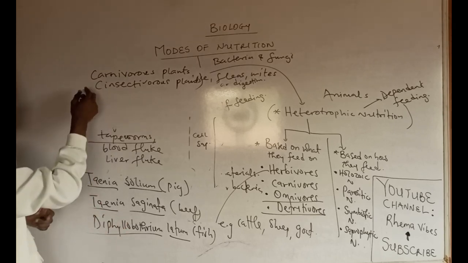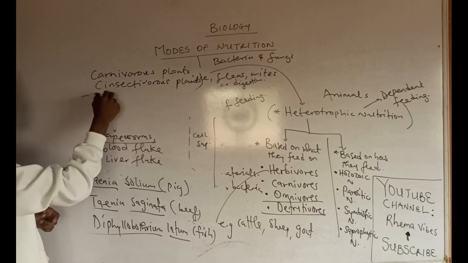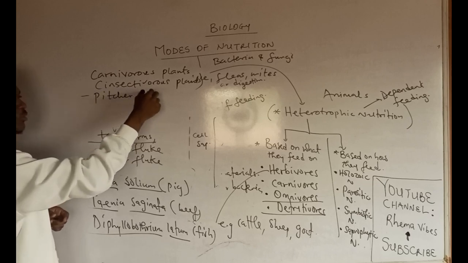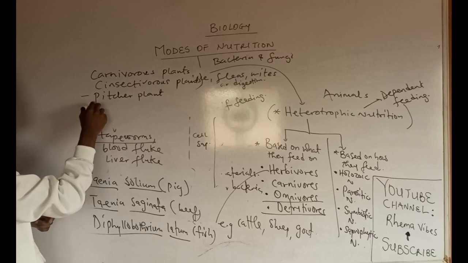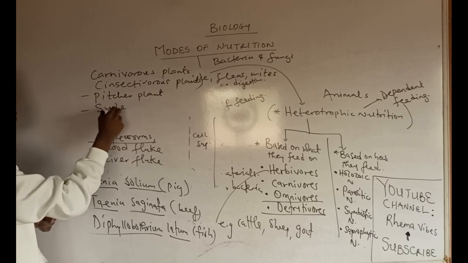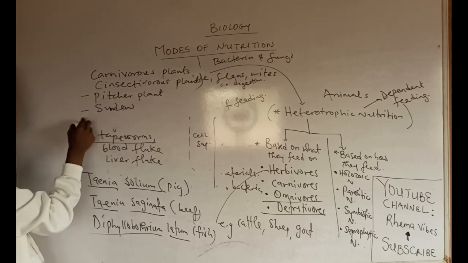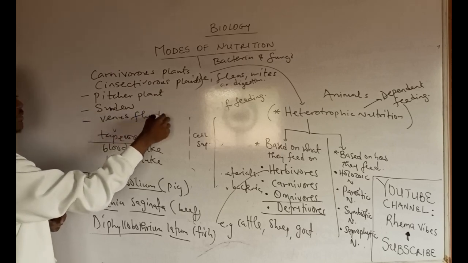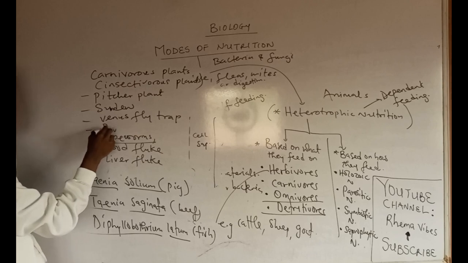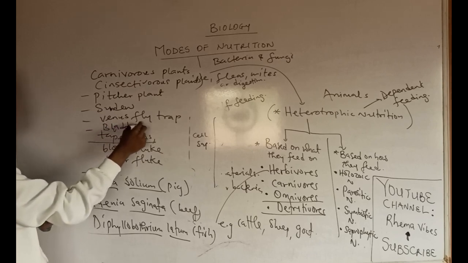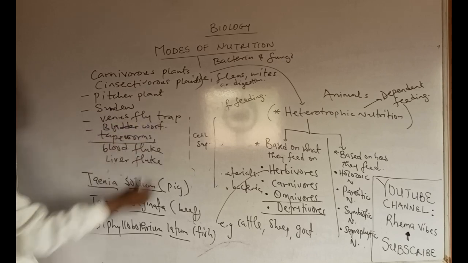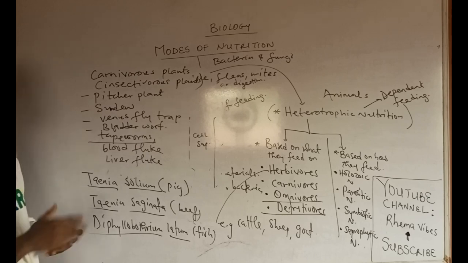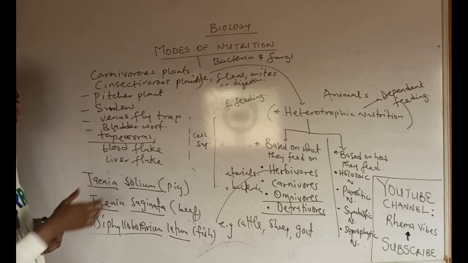Classical examples of carnivorous plants are the pitcher plant or Nepenthes, then we also have the sundew or Drosera, the Venus flytrap, the bladderwort, the butterwort, and the rest of them, okay? So these are examples of carnivorous plants.